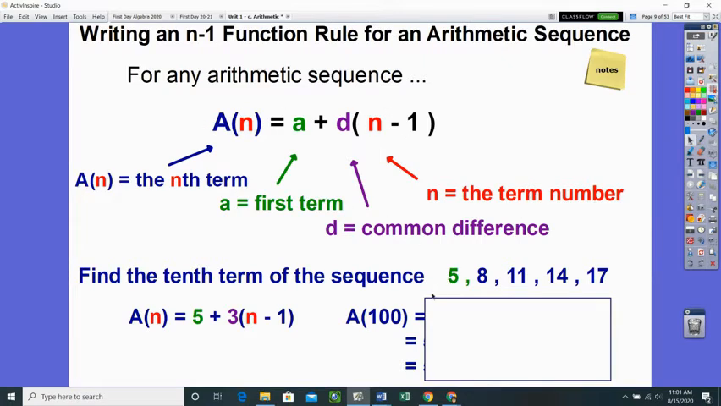So if I was going to look at this sequence, all I have to do is say, okay, well, a of n equals the first term, 5, plus what's the common difference? 3 times n minus 1, and there's my formula.